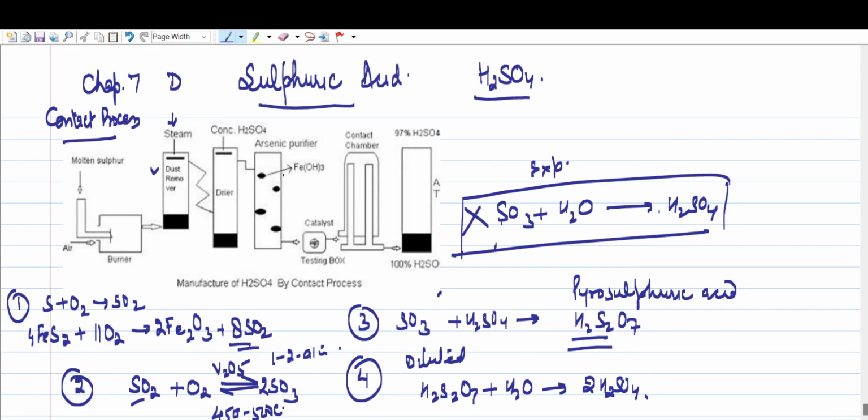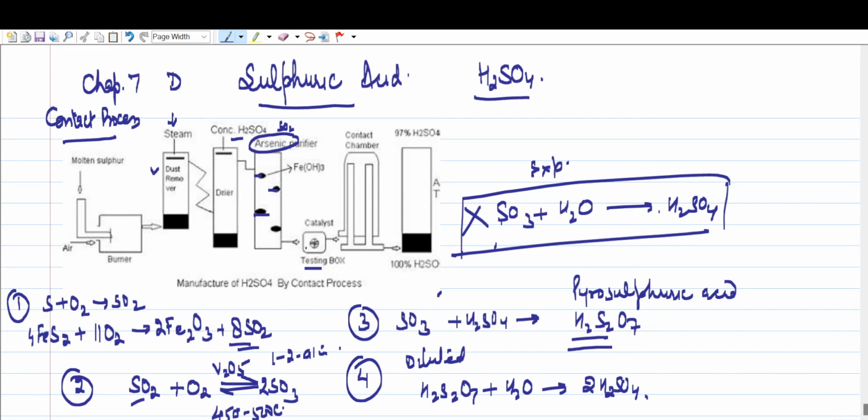Then in case there are impurities of arsenic oxide, there are plates where ferric hydroxide is placed. So these arsenic impurities which are present in the sulfur dioxide are removed. The water which is present in sulfur dioxide is removed by passing it through concentrated sulfuric acid. Right, so this is how sulfur dioxide gas is purified. It is tested whether it is purified or not. The reason is the catalyst will not function if there is any impurity. So vanadium pentoxide will get poisoned if there is any impurity.